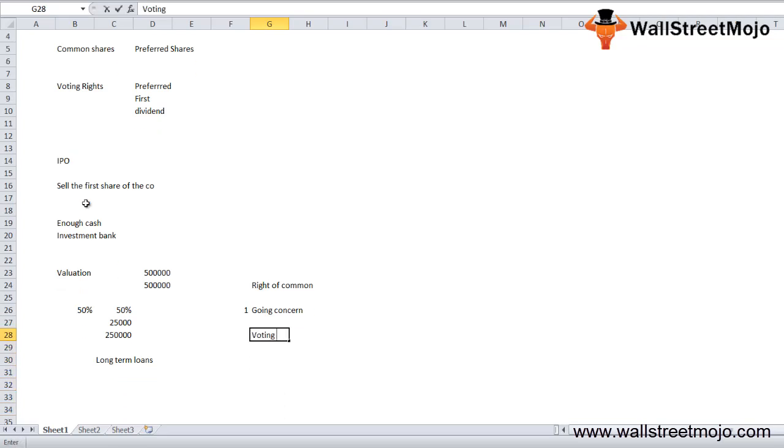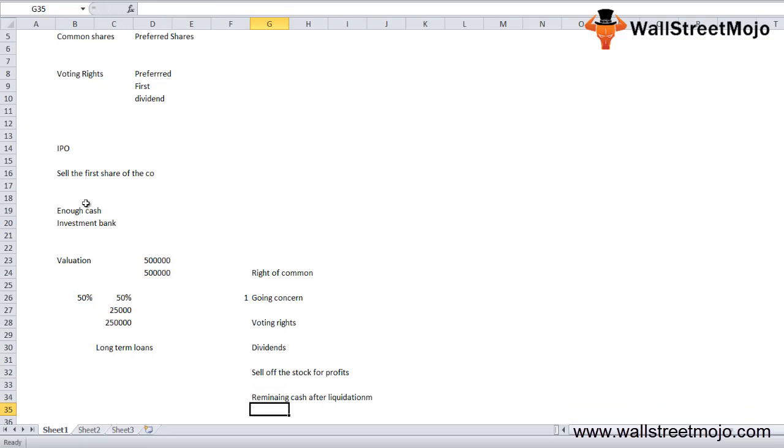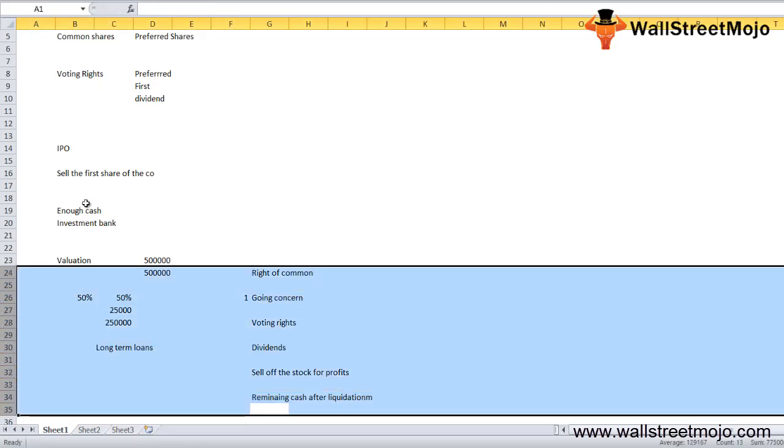They have a voting right. They also have a right to receive dividends. At the same time, they have a right to sell off their stock for profits. And they have a right to receive the remaining cash after liquidation. So these are all the rights of the common stockholders.